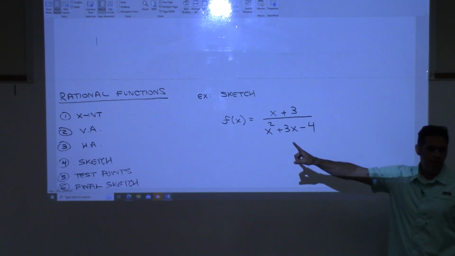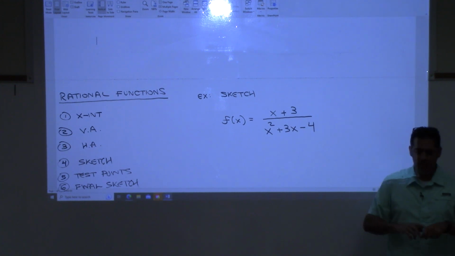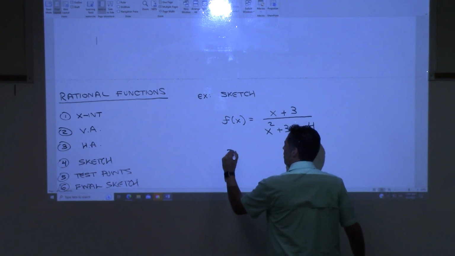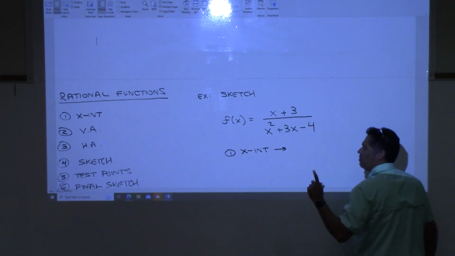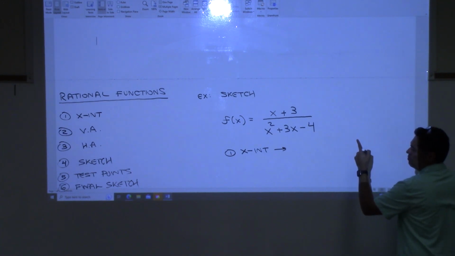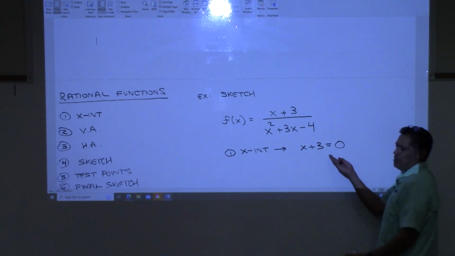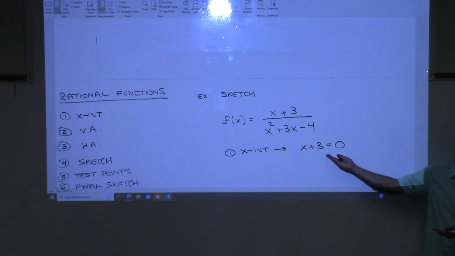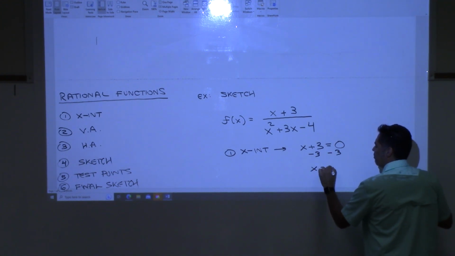So we're going to go to step number 1. We want to first find where this graph hits the x-axis. So to do that, step 1, x-intercepts. How do we do it? In your notes? Set the numerator equal to 0. What's the numerator in this problem? X plus 3. So set that equal to 0. And notice that this is just an equation, right? We just solved this equation. So to solve this, move the 3 to the other side, subtract 3 on both sides, and you get x is equal to negative 3.